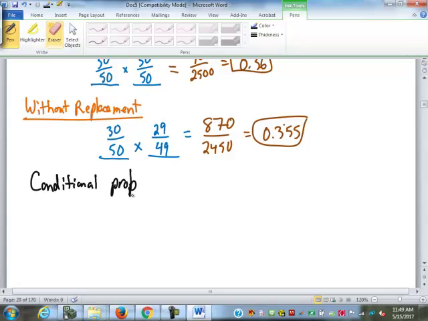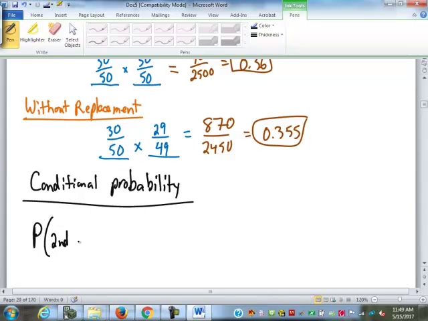In conditional probability, what we're doing is we're looking at two events. We don't really care about the probability of the first event. What we care about is how that first event changes the probability of the second event. So I'm going to do this. The probability of the second marble being blue, this symbol means given the first is red.